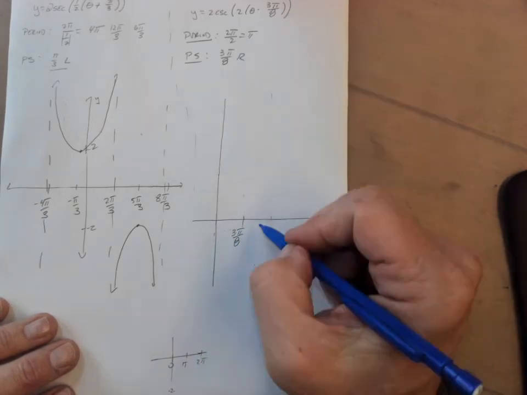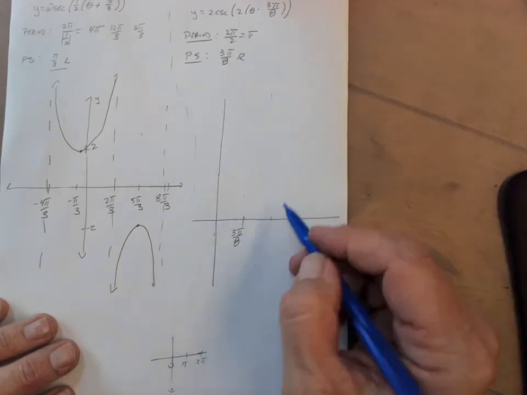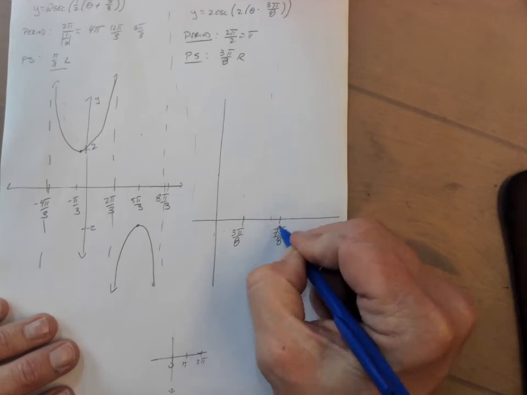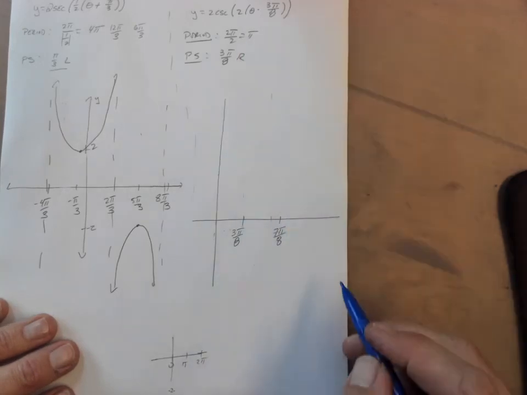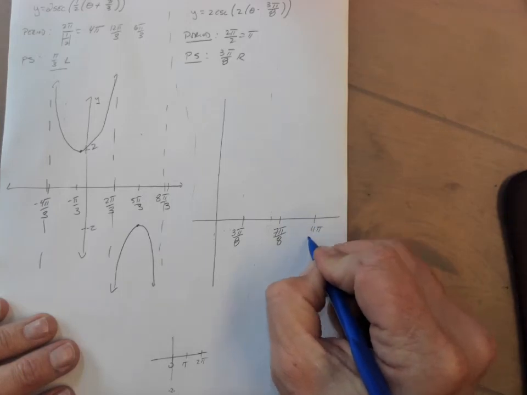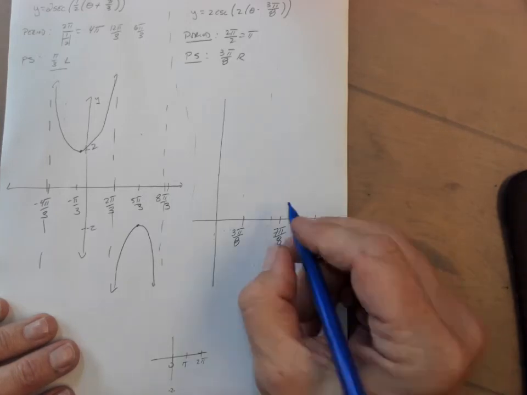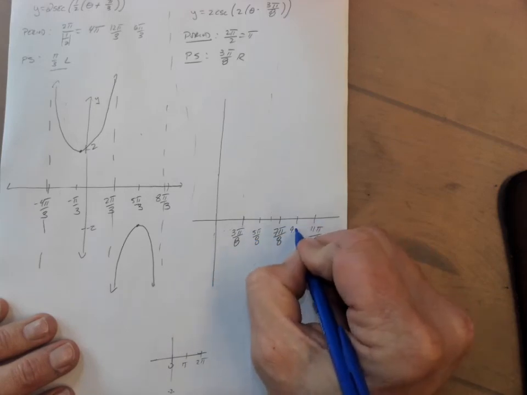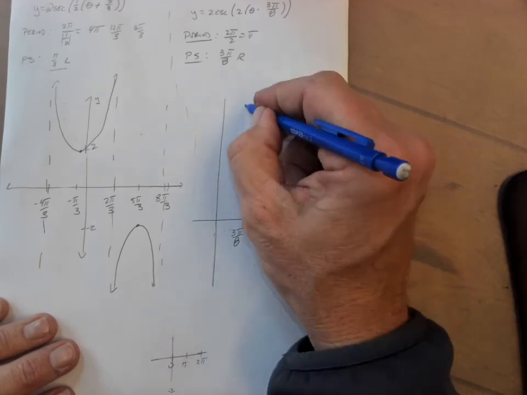And we're going to go pi over 2, which is 4 pi over 8. That'll take us to 7 pi over 8. And then another pi over 2, right? Because between the 2 pi over 2's we get to pi. And that would take us to 11 pi over 8. We find our midpoints. That's 5 pi over 8 and 9 pi over 8.